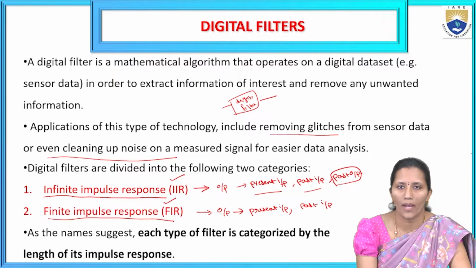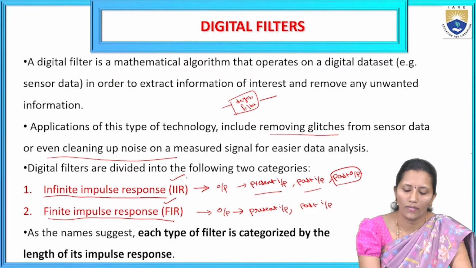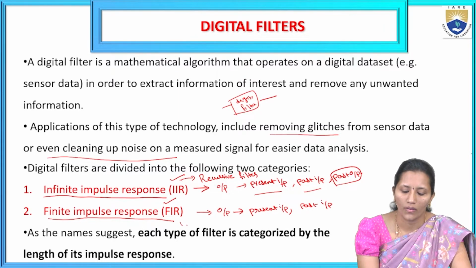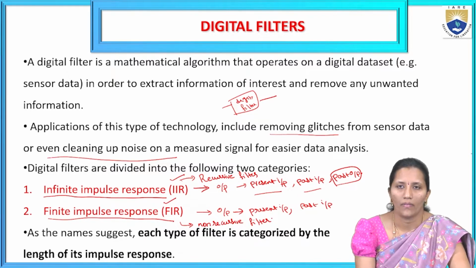So there is a feedback in the IIR filter. The IIR filter is also called a recursive filter because there is feedback, since the output depends on the previous output values. Whereas in the FIR filter, the output will not depend on the previous output values. There is no feedback in the FIR filter, so it is called a non-recursive filter.